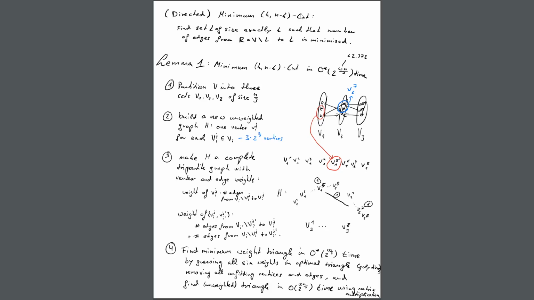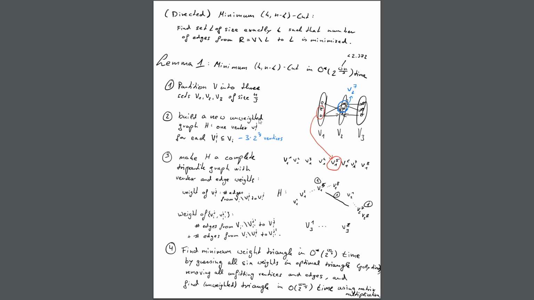And one of our main lemmata is the following. Minimum k, n minus k cut, also in the directed setting, can be solved in time 2 to the omega n by 3, which is better than 2 to the n. And how do we achieve this result? We first partition our vertex set V into 3 sets of equal size, completely arbitrarily.